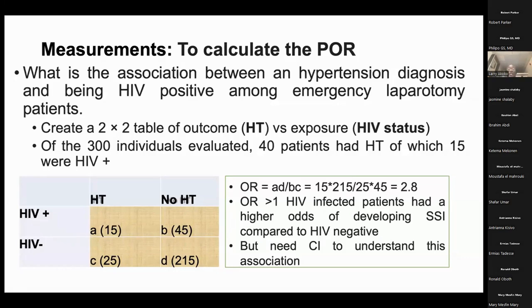So basically we interpret this as, being HIV positive had a 2.8 odds of developing hypertension among these patients who are undergoing emergency laparotomy. But we need a confidence interval to be able to properly understand this relationship between HIV and hypertension. But again, as I said earlier, this only helps us to develop a hypothesis for a better designed cohort or case control study.